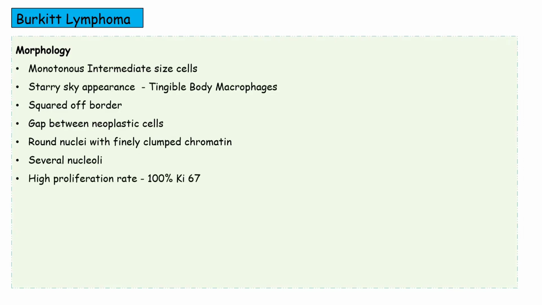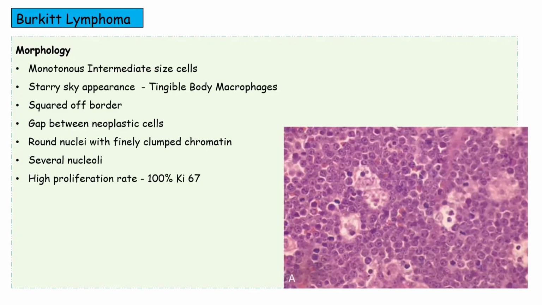The characteristic feature is that the proliferation index is 100%. So if we apply a Ki-67 stain, we can see almost cell-to-cell staining in it. Here's a picture where we can see the Burkitt's lymphoma. We can see the starry sky appearance made by the tingible body macrophages. The cells are squared off. We can see multiple nucleoli in each nucleus, and there are gaps and windows between the cells.